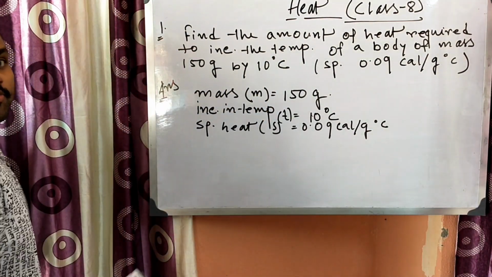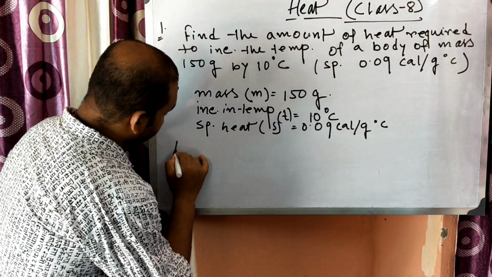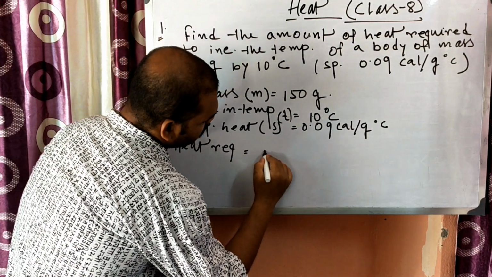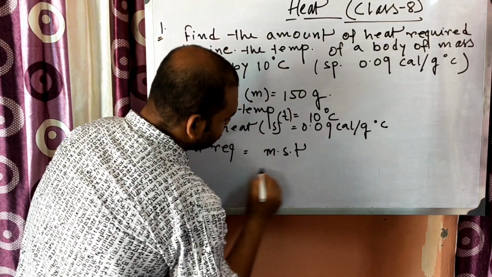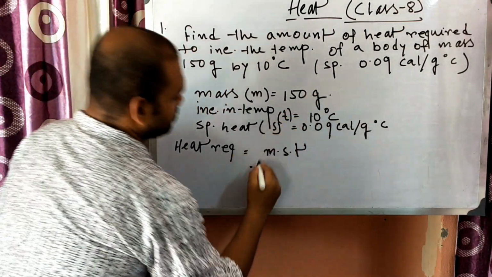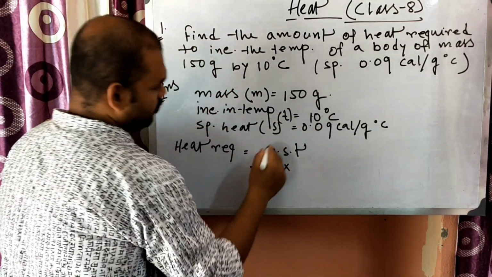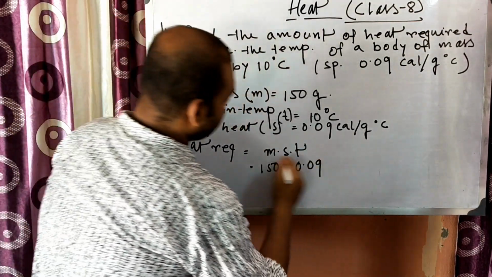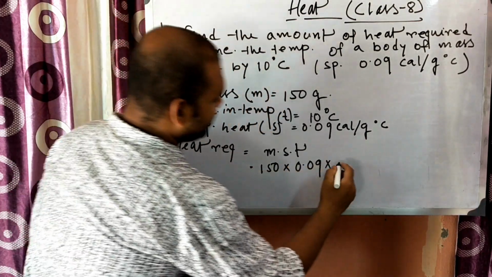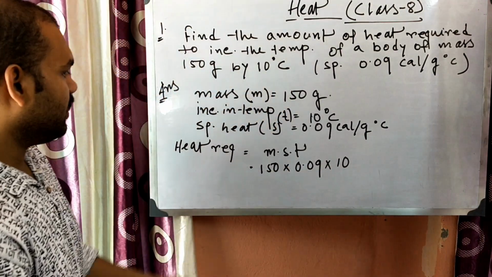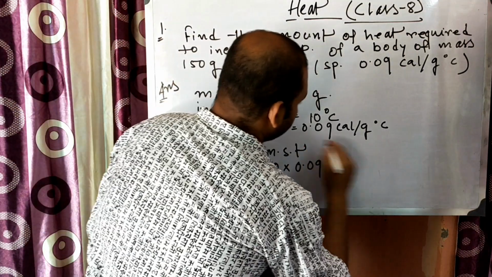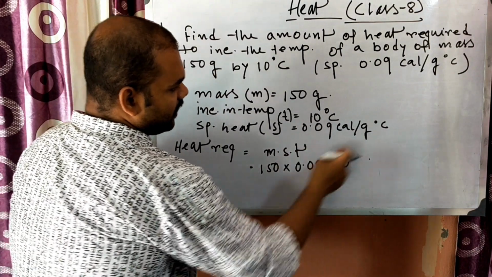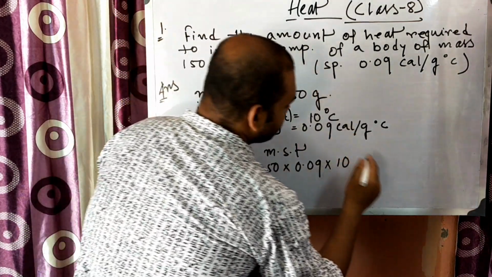Okay, so what was the formula? The formula was, heat required is equal to M into S into T. So what is the mass? Mass is 150, into S is 0.09, and T is 10. Okay, and what will be the unit? Unit will be calorie. Why calorie? Because gram cancels out, Celsius cancels out, only calorie remains.